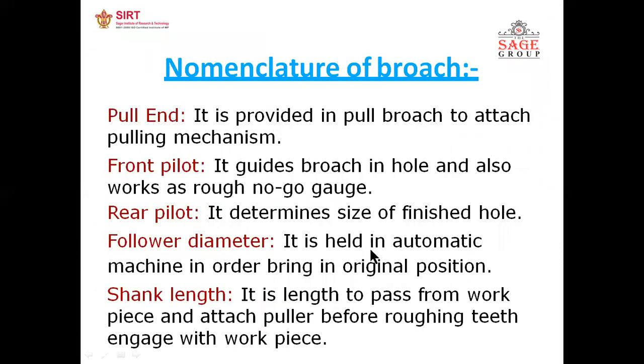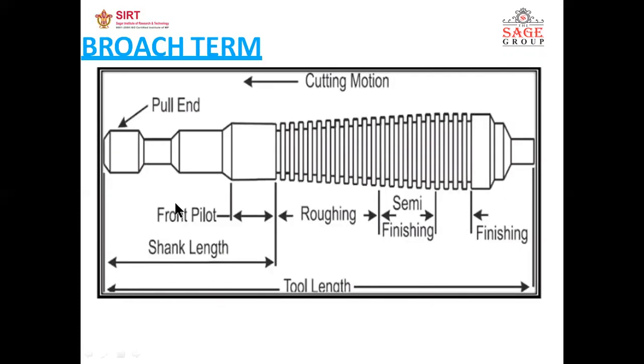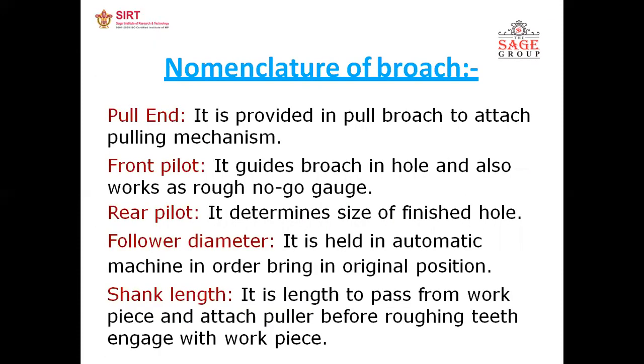The hollow diameter is held in an automatic machine in order to bring it to its original position. The shank length is the length to pass through the workpiece and attach the puller before the roughing teeth engage with the workpiece. So this is the shank length. When the tooth comes, it cuts.